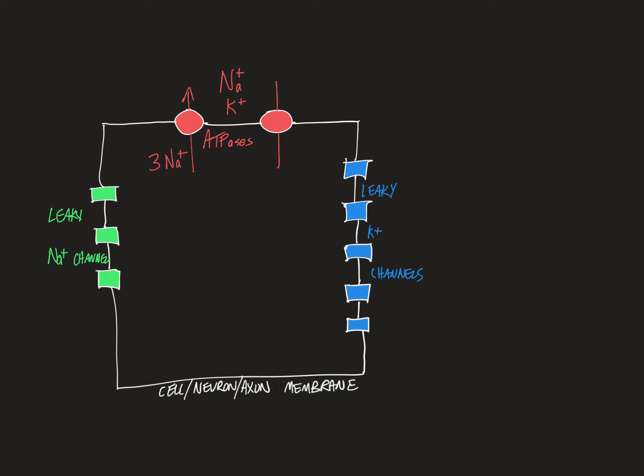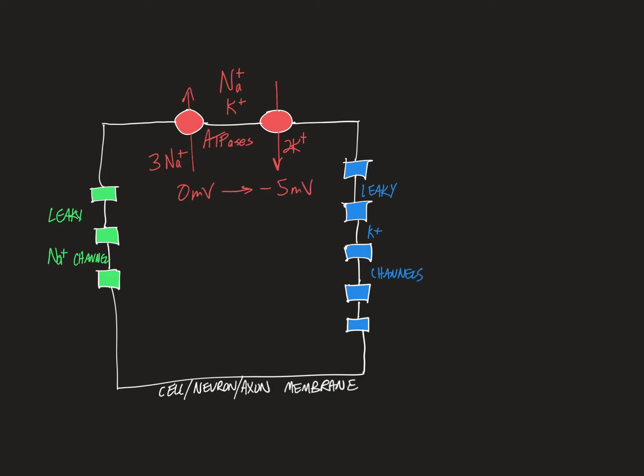And then you have two potassiums that want to leak in. And what this does is it gets the inside of the cell, it goes from 0 millivolts in this process to -5 millivolts.